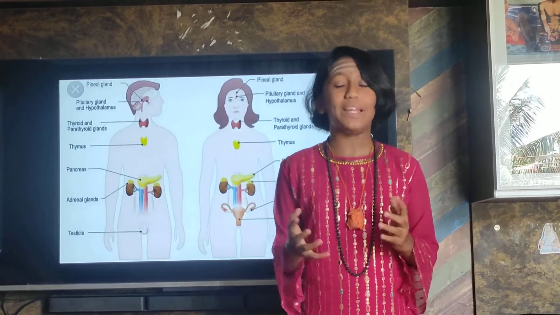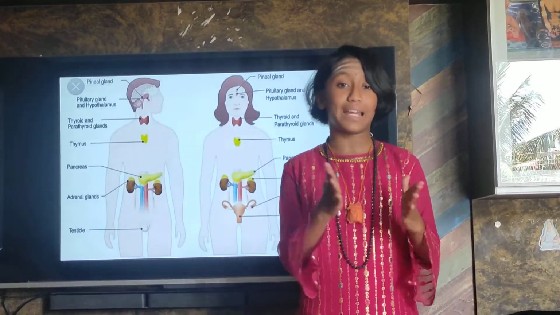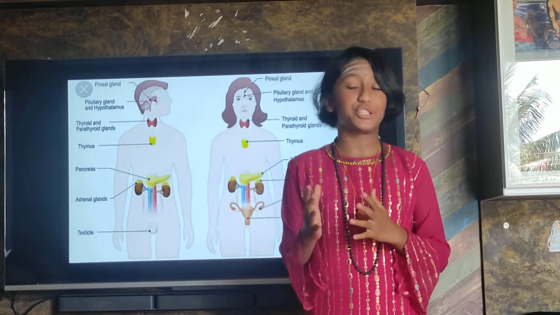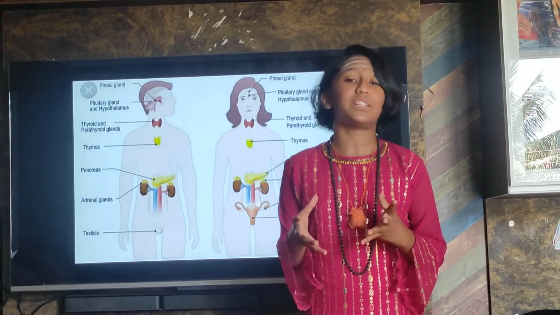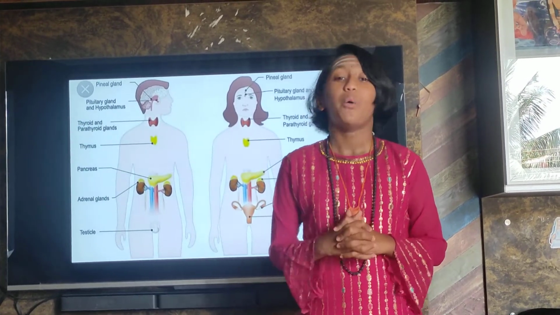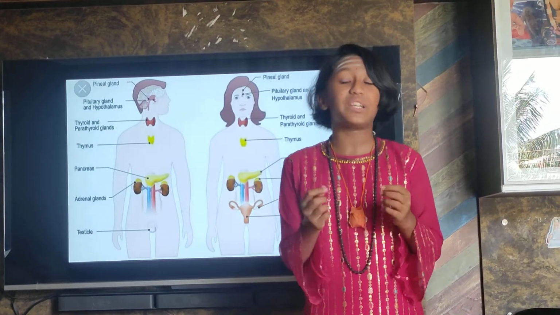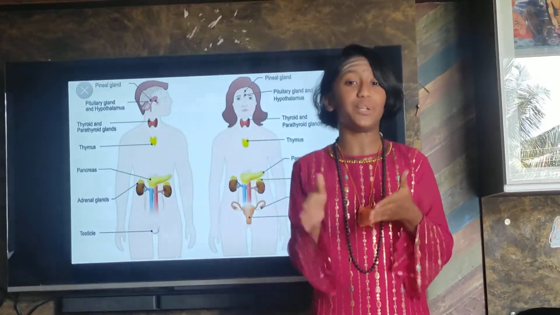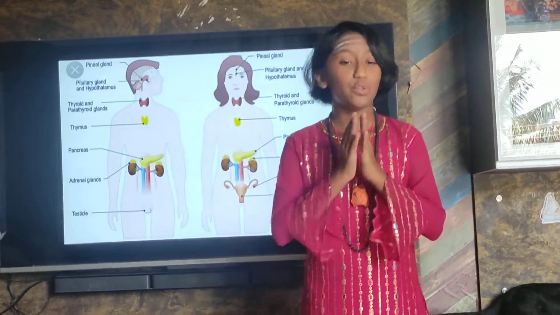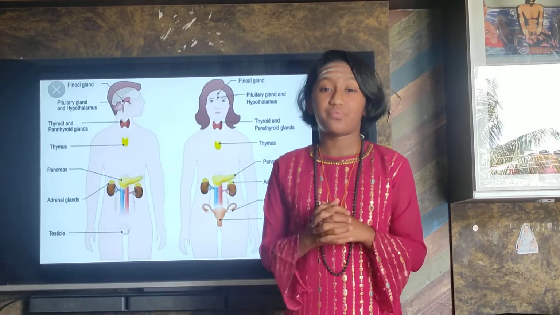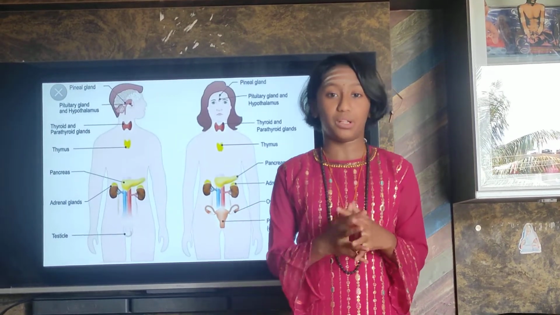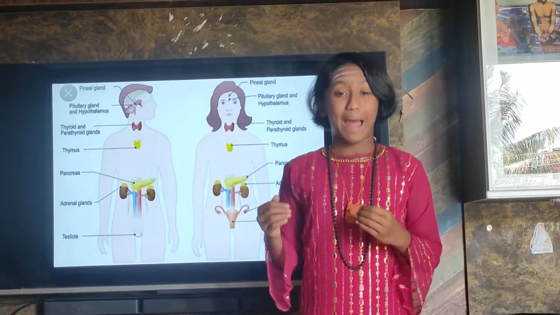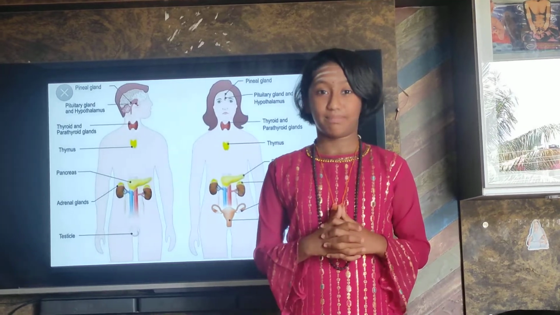Now for extra knowledge, let us study endocrine and exocrine glands a little. Endocrine glands are ductless, meaning tubeless. They pour their secretions directly into the bloodstream, whereas exocrine glands have a duct, meaning a tube to pass their secretions. For example, endocrine glands are the pituitary gland, adrenal glands, etc., and exocrine glands are the pancreas and salivary gland.